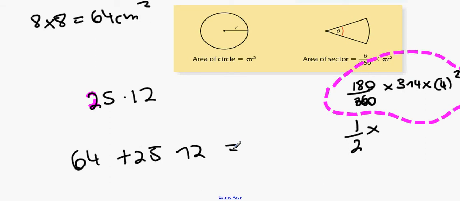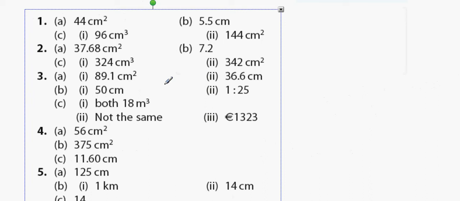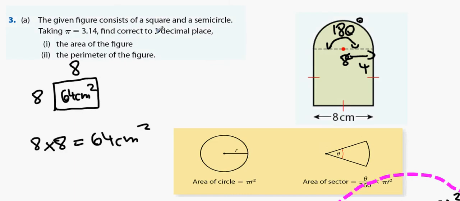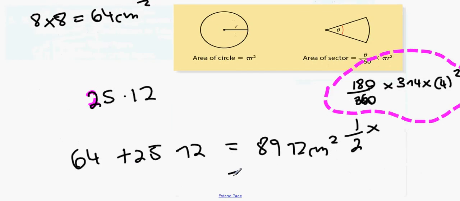And what we're going to get here is 89.12 centimeters squared. Okay, so we're just going to check that. 89.1 when it's rounded off to one decimal place. Correct to one decimal place, so we just got to make sure we read the question exactly. So it's going to be 89.1 centimeters squared.